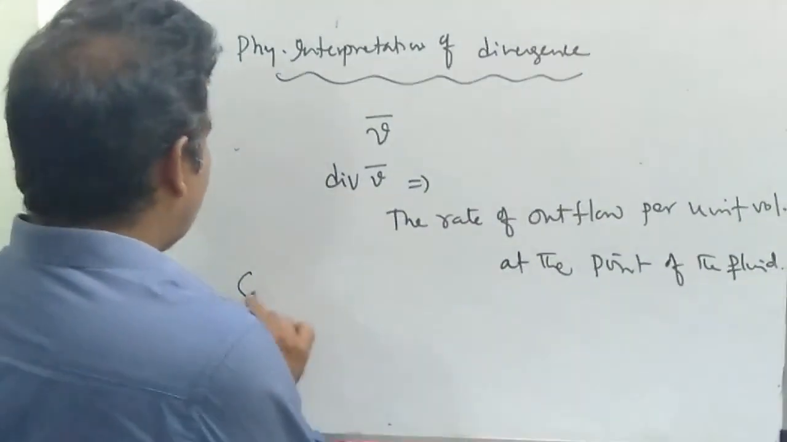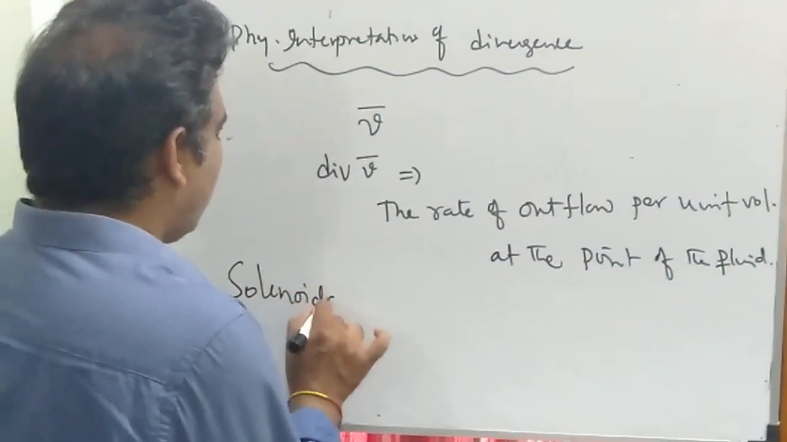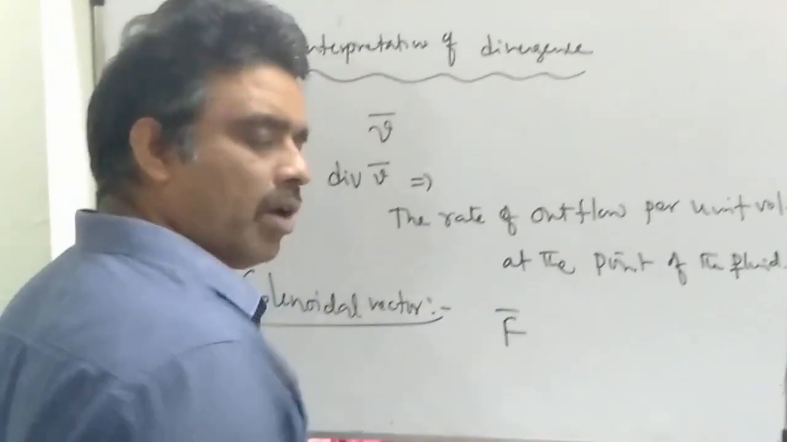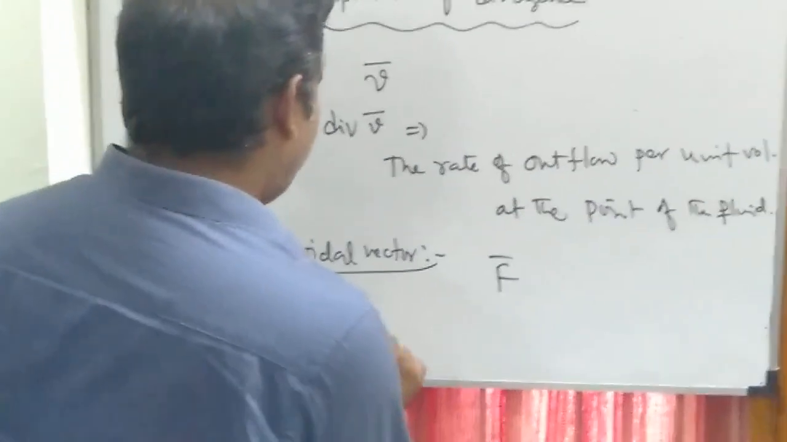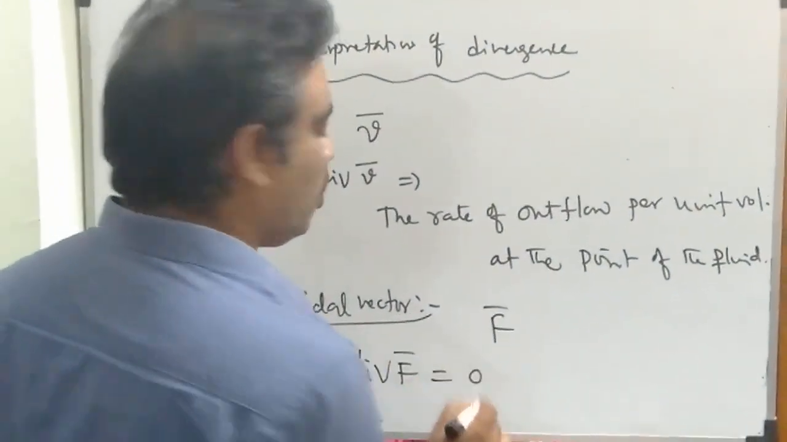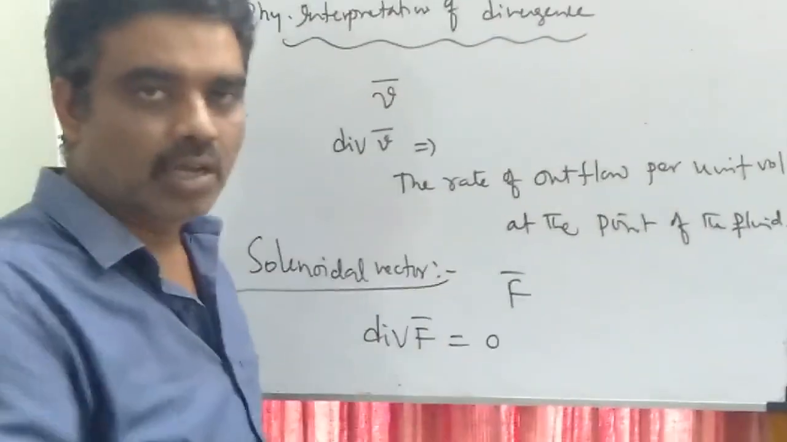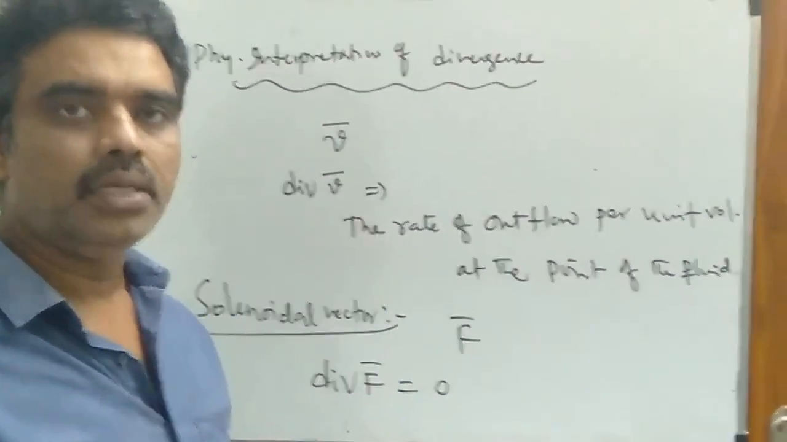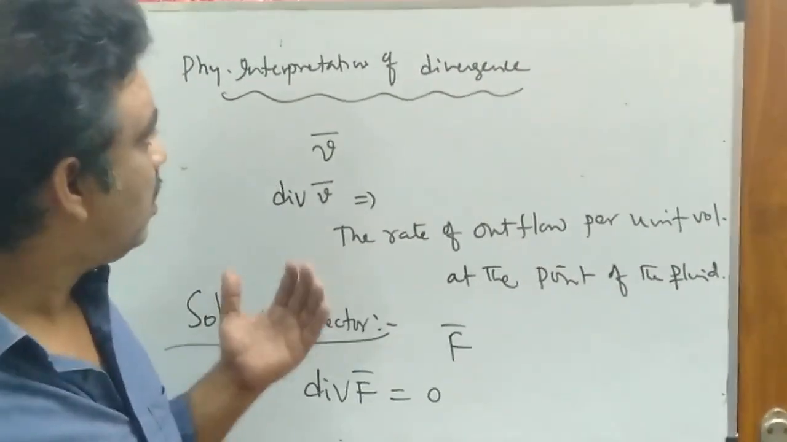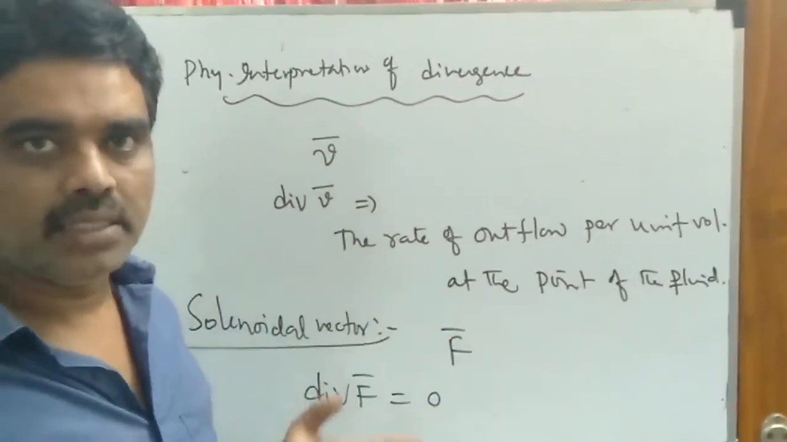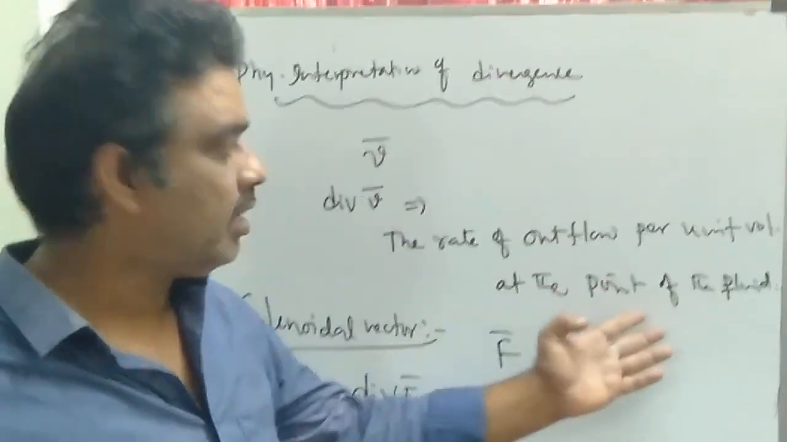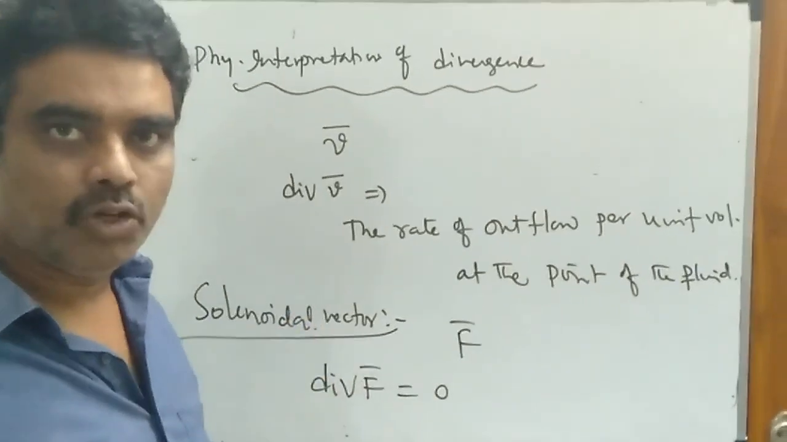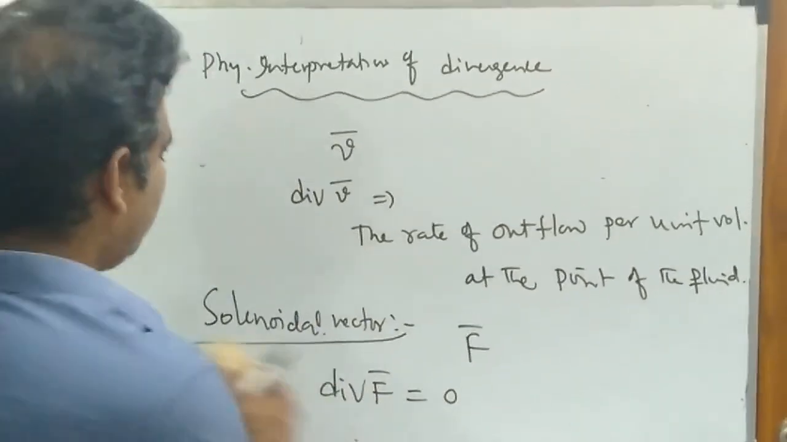The another definition, solenoidal vector. Let f bar be any vector. Suppose if divergence of f bar is equal to 0, then f bar is said to be a solenoidal vector. Div f bar is 0, then the vector f bar is said to be a solenoidal vector. Definition, then physical interpretation, that is the rate of outflow per unit volume at the point of the fluid.